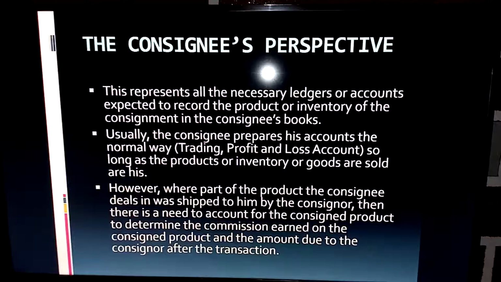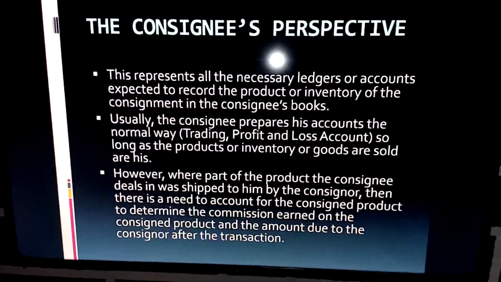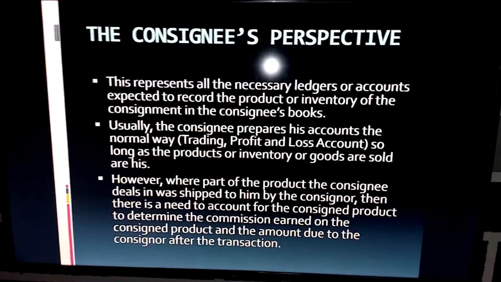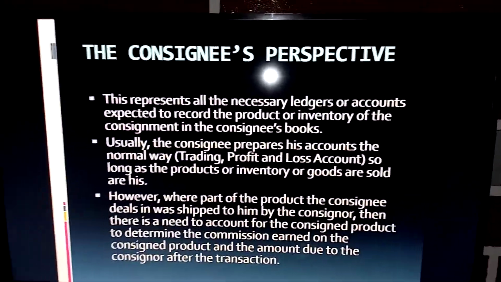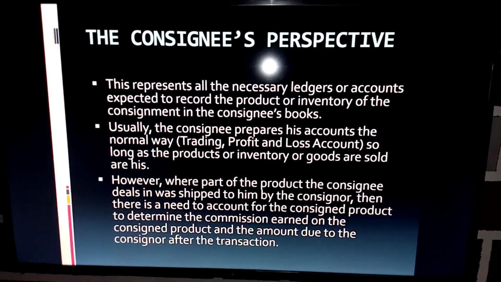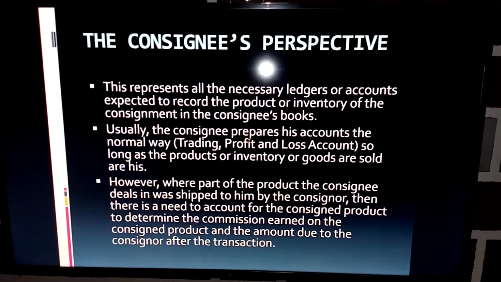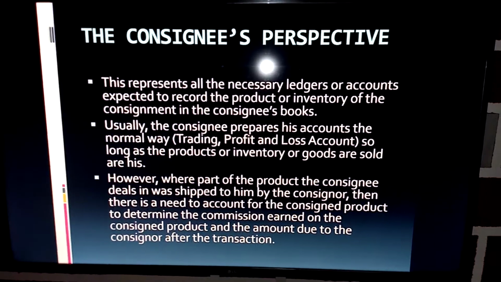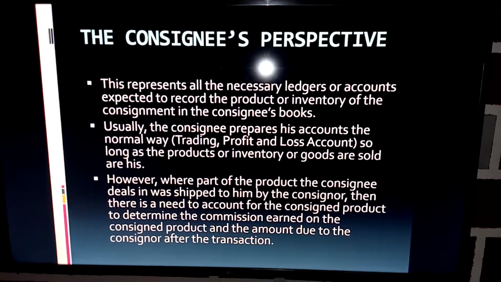Now, this is the consignee's perspective. The consignee is the agent. Like I said, the agent as well has its own business, so you can have him preparing his own trading profit and loss account. But so long as part of the product he's selling belongs to someone else, which is the consignor, he needs to also account for those consigned products.